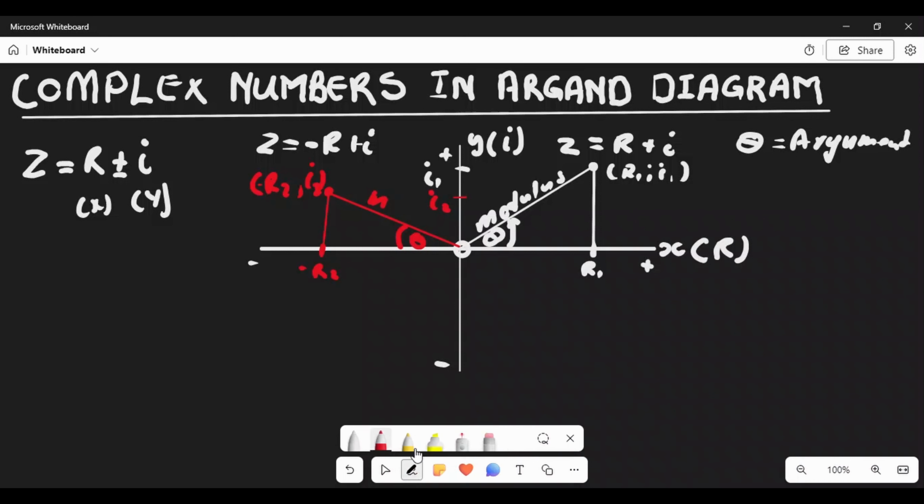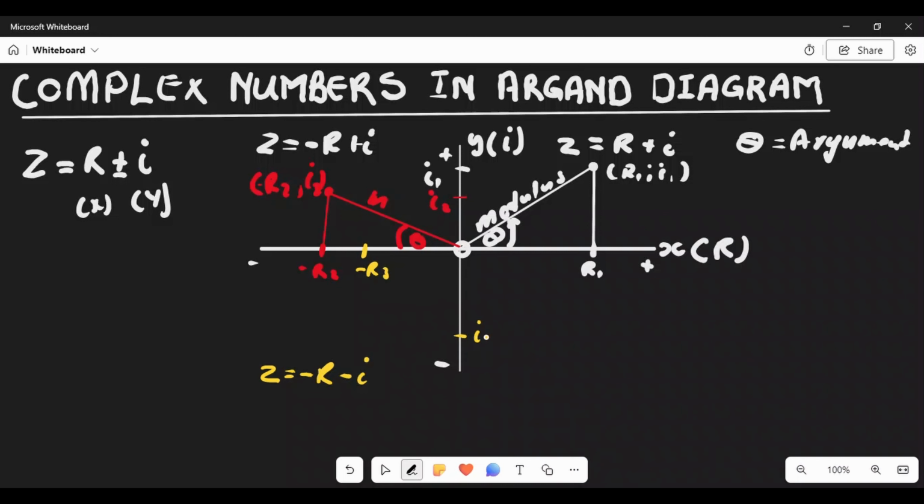Now let's try the third quadrant. Use a different color. Let's say we have a complex number here that has a negative real number and a negative imaginary number. So when you have a complex number in rectangular form that has a negative real number and a negative imaginary number, we can draw it here. Let's say now this is r3, and then this is going to be negative r3, and then this is going to be negative i3. Let's say this is negative there.